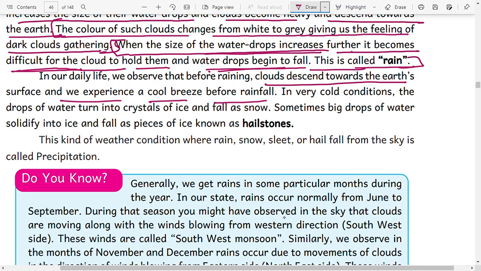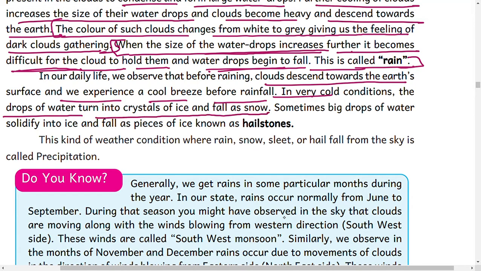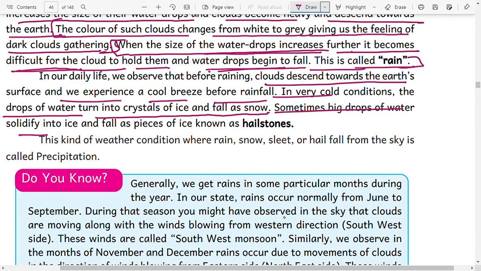In very cold conditions, the drops of water turn into crystals of ice and fall as snow. Sometimes big drops of water solidify into ice and fall as pieces of ice known as hailstones. Generally in Telugu, we call it Vadagallu.